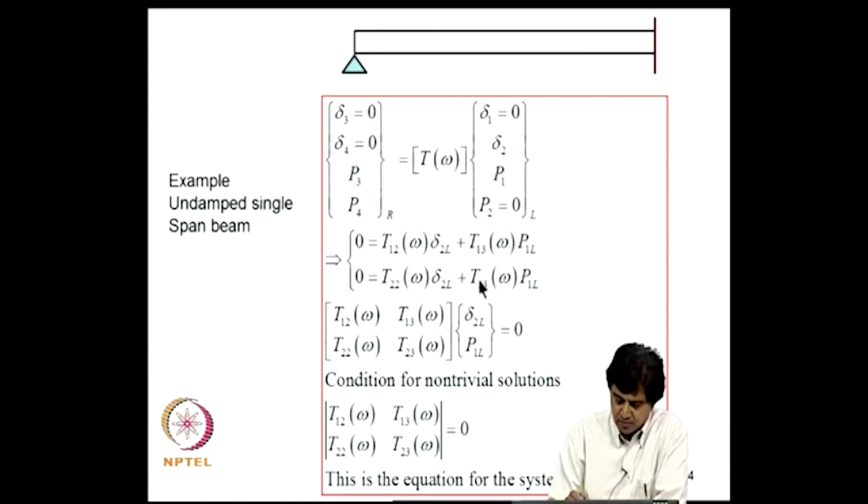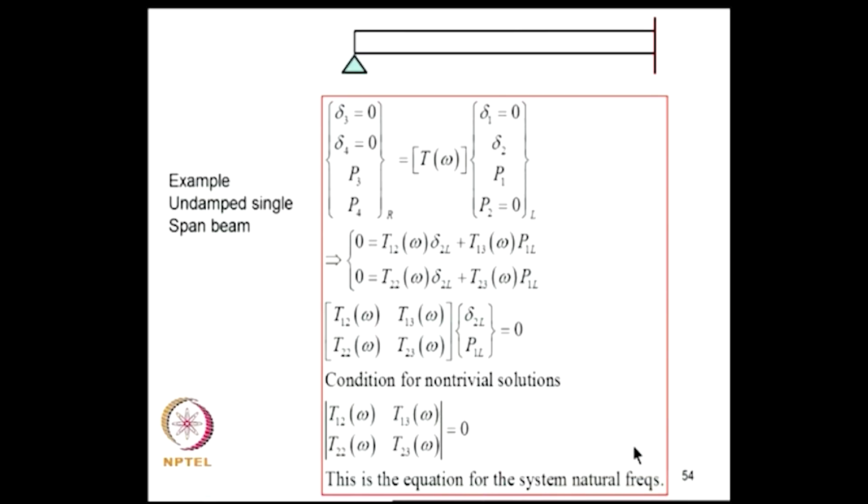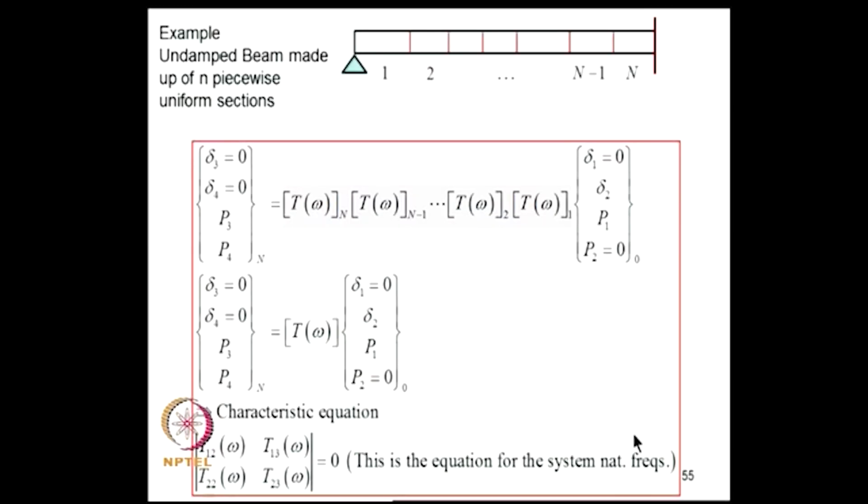Now delta 2 L and P1 L, which are the unknowns at the left end, are given by this, and for a non-trivial solution the determinant of this equation must be 0. So this gives an equation for omega, which are the natural frequencies of the system. So using this approach we can compute natural frequencies.